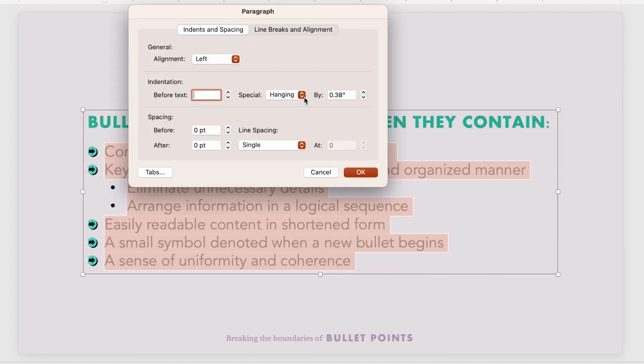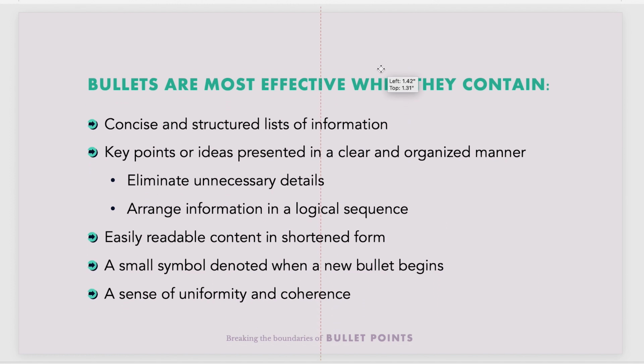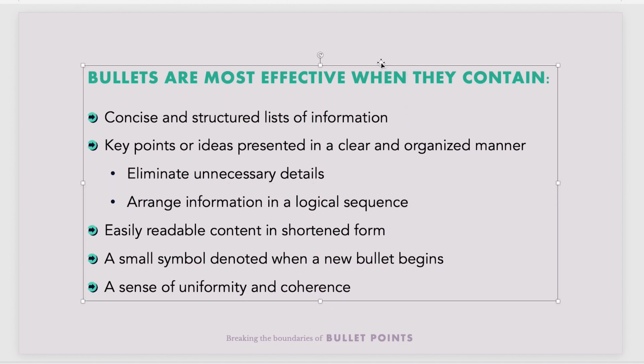For our bullets, we're going to leave that as hanging and focus on the before and after spacing. I want a little more in between my bullet points, so I'm going to click on the up arrow for before. I want a little more, so I'm going to type in 16. There, now I have much more room in between my bullet points. Notice that since I used the before spacing rather than after, the space in between my first bullet and my title text has actually changed as well.